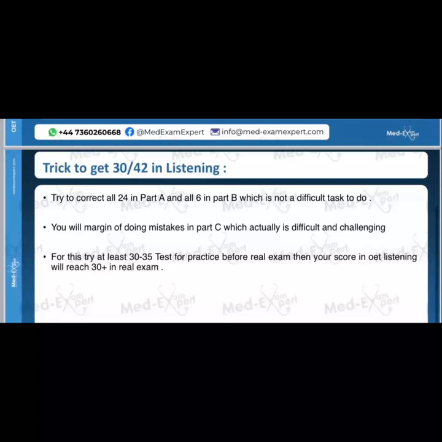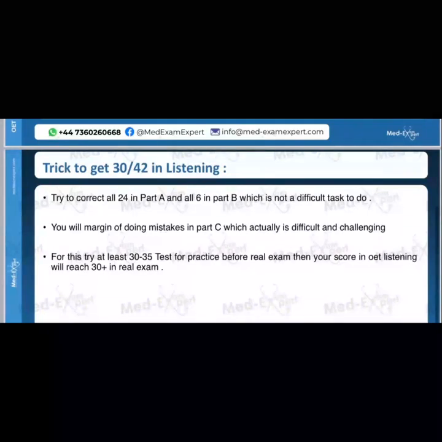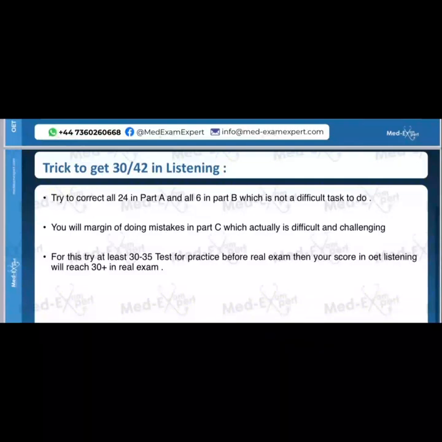So once we know that Part C is very difficult, why are we trying to get a good score in C rather than trying to get all correct in Part A and Part B? Think about it. If you have 12 questions in Part C and you are not well prepared, there is still a chance that you can get 3 or 4 out of 12 correct. But if you put all your efforts on Part A and Part B, then definitely you have 30 in your hand. So you have 30 plus in that case.